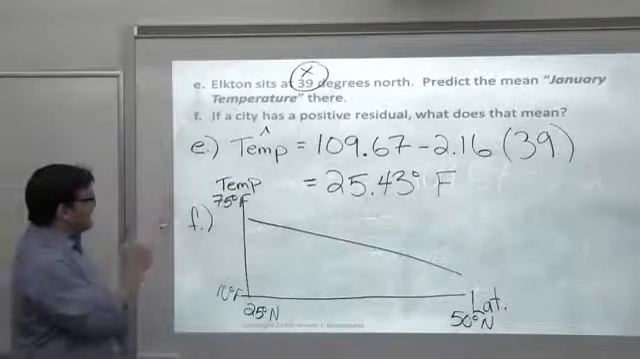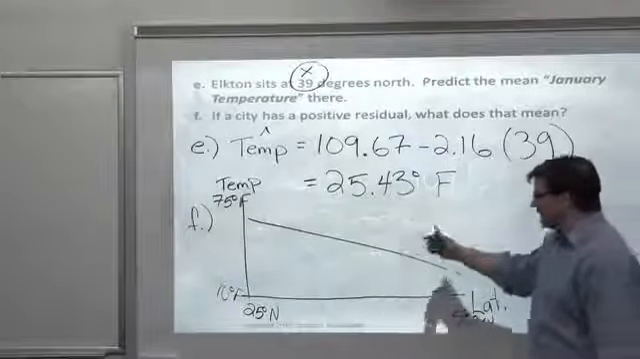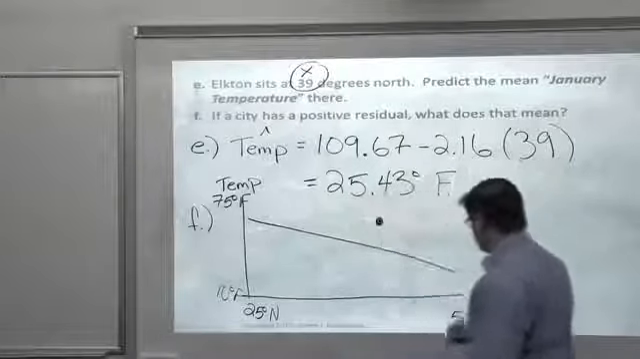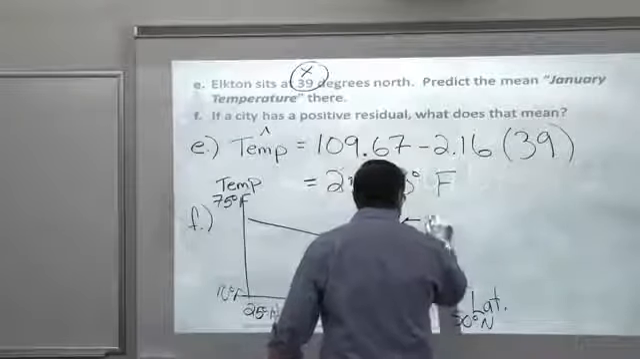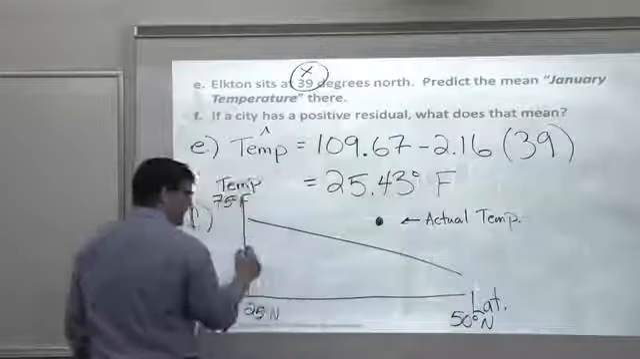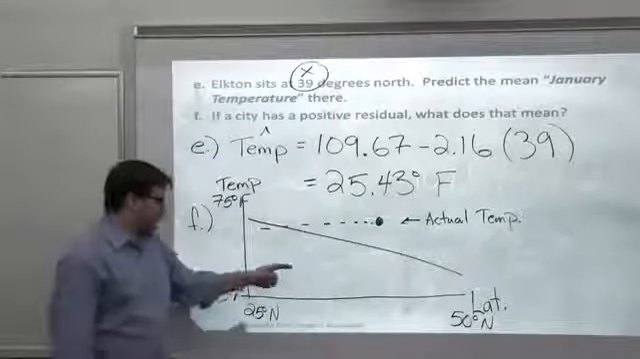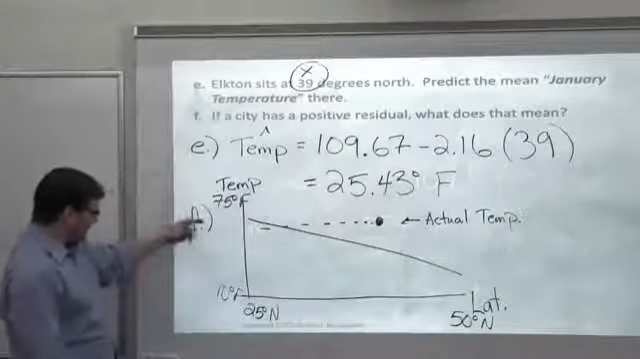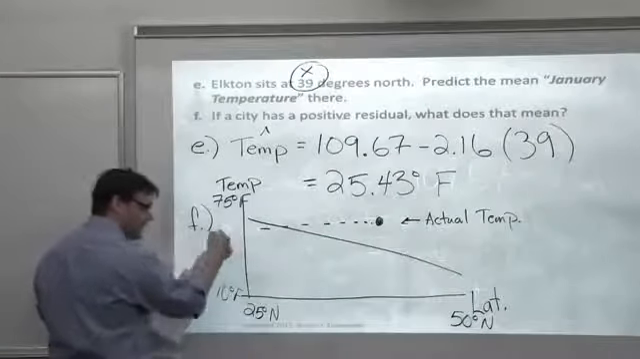Part F, if a city has a positive residual, what does that mean? Positive residuals means points are above the line. So think of all the dots, the 50 cities, and maybe we have one city that sits right there. That is the actual temperature of that city. If I go straight across here to the y-axis, it's actually very warm for where it sits, but we'll just go with it here. This would be the actual temperature, who knows what, say 40 degrees, 50 degrees, somewhere in there.